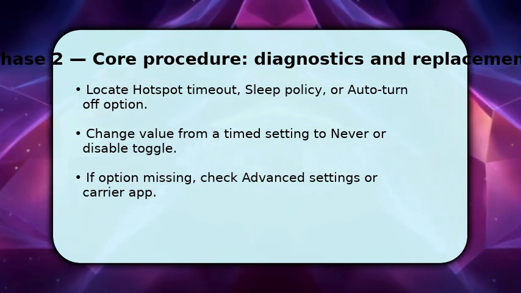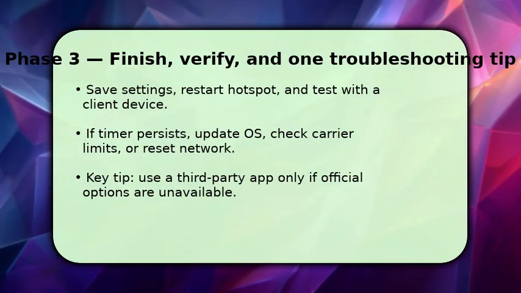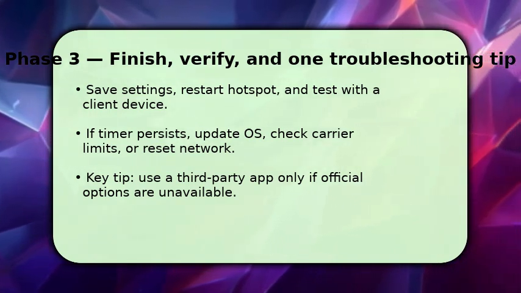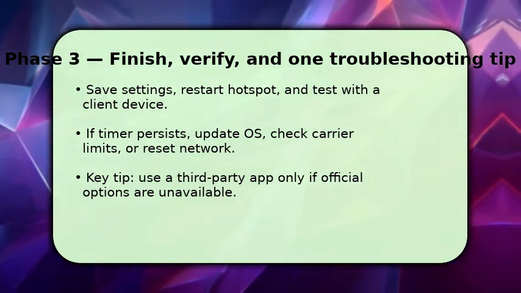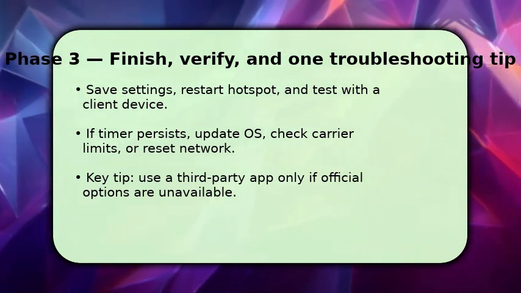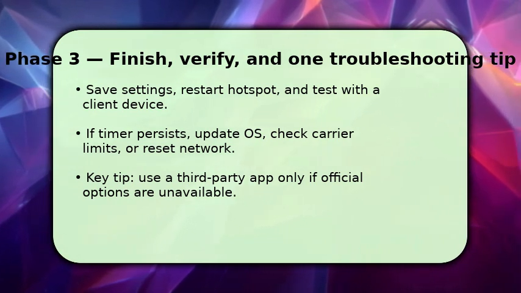Finish by saving changes, turning the hotspot off, then back on, and testing with a phone or laptop to confirm it stays active. If the timer still enforces itself, update your OS, review carrier restrictions, or perform a network settings reset. These steps often clear hidden policies.